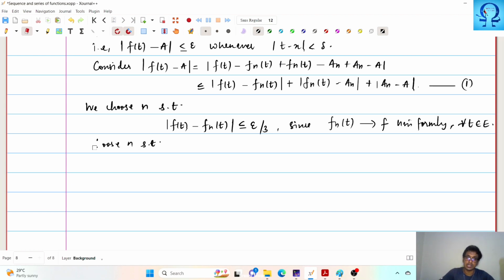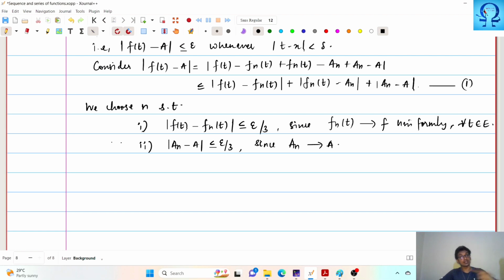This n is chosen in a way that this is happening. Also, absolute of an minus a is less than or equals epsilon upon 3. This is due to the fact that this an converges to a. So we are choosing one such big n such that these two are happening.